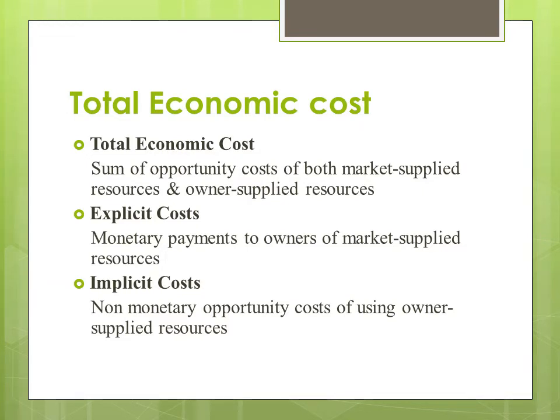Next is implicit costs. Implicit cost is the non-monetary opportunity cost of using owner supplied resources. Implicit cost is basically on a car, on a home, on a factory, and we cannot pay for these costs because a manager cannot pay for his own car, land and factory.